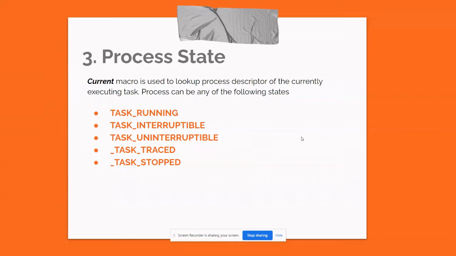TASK_INTERRUPTIBLE is a sleeping task waiting for some event or condition to occur. If a signal comes, the task will start running. TASK_UNINTERRUPTIBLE is the same, except that it cannot be interrupted by any signal or condition. TASK_TRACED is a task which is being traced by a debugger or something like that. When we send a stop signal, the task will be in the stopped state. It cannot be run and is not eligible to run.